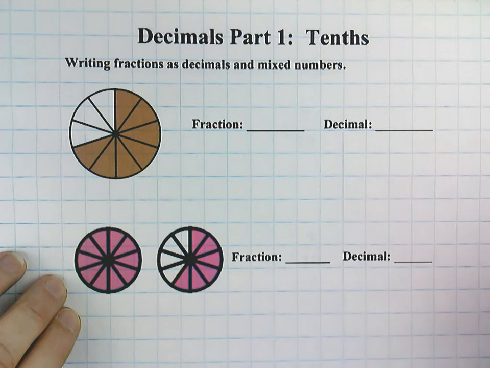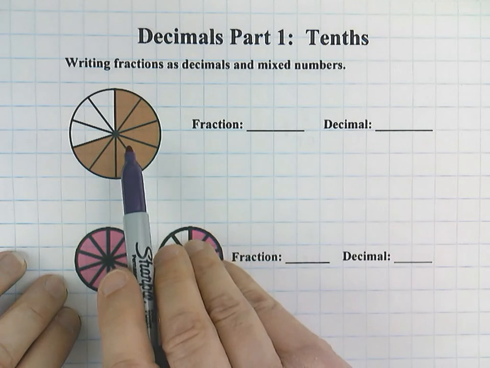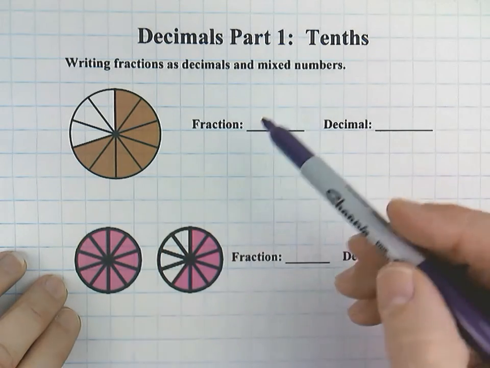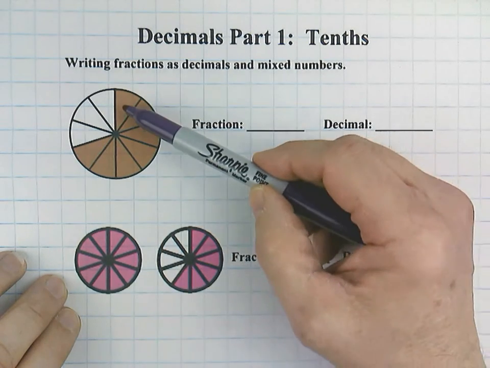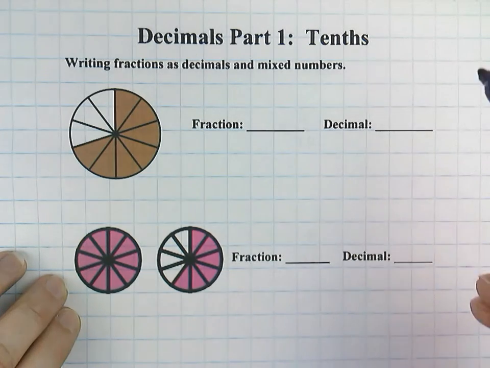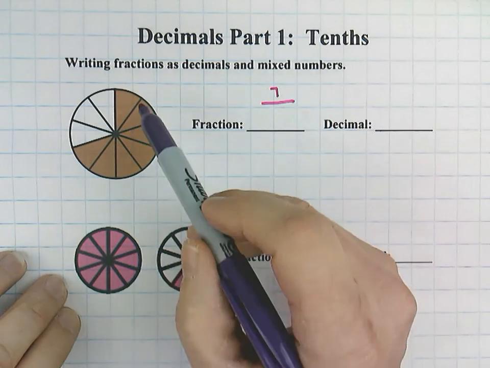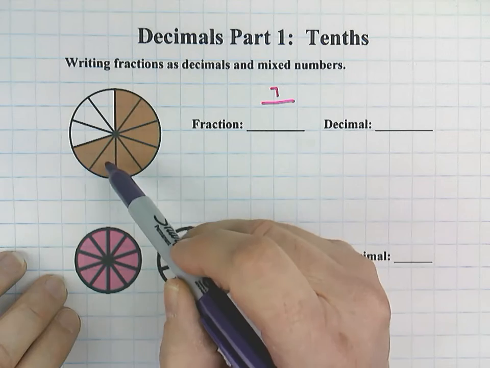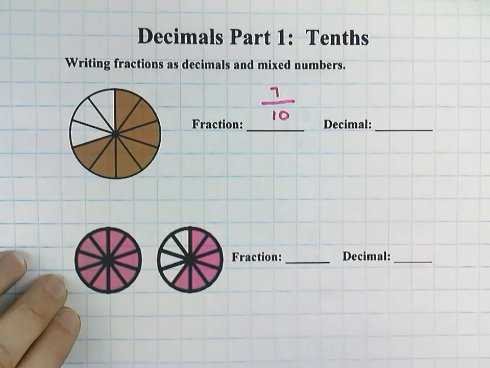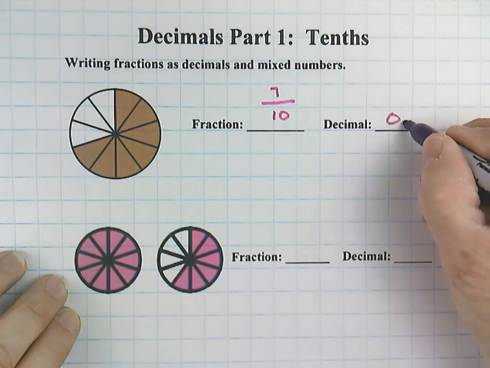We said it's important to be able to make the connection between fractions and decimals, so we can use our fraction circle for that. Directions: write the fractions as decimals and mixed numbers. So let's start with the fraction. I'm seeing 1, 2, 3, 4, 5, 6, 7 are shaded for the numerator, out of a total of 1, 2, 3, 4, 5, 6, 7, 8, 9, 10. So this would be 7 tenths. I could also show this in decimal form by writing this as 0.7.